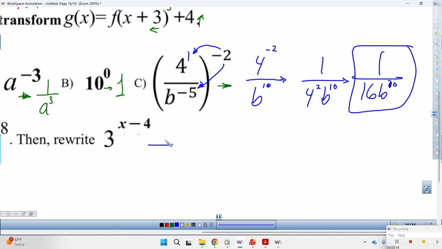Last but not least, 3 to the x minus 4. Tell your neighbor what you got for that one, and then we're going to have someone walk us through the process on this one. All right, German, pass someone. Leo, walk us through this one.